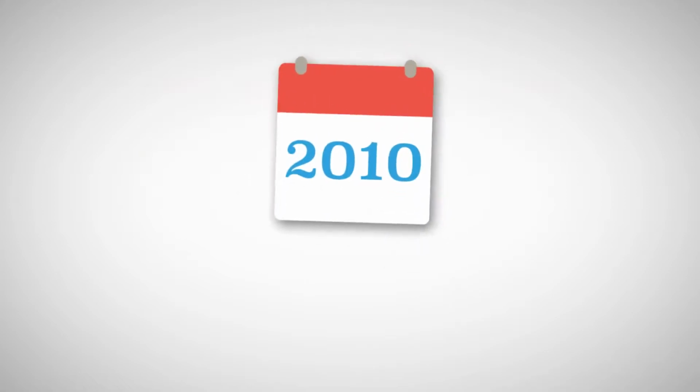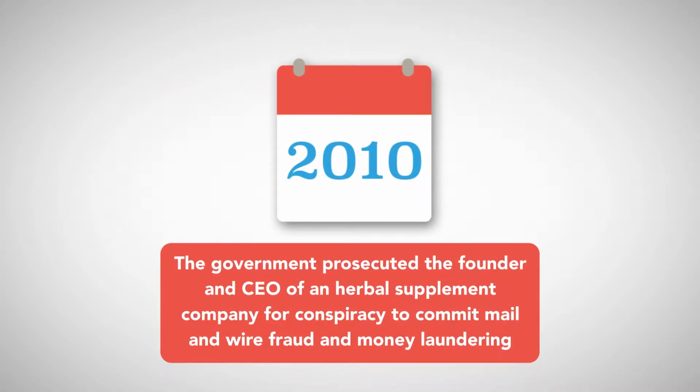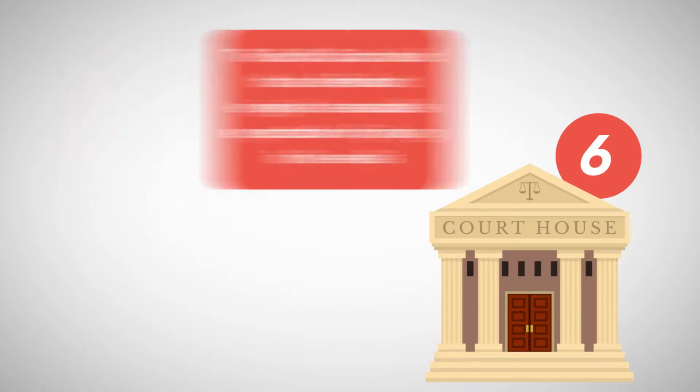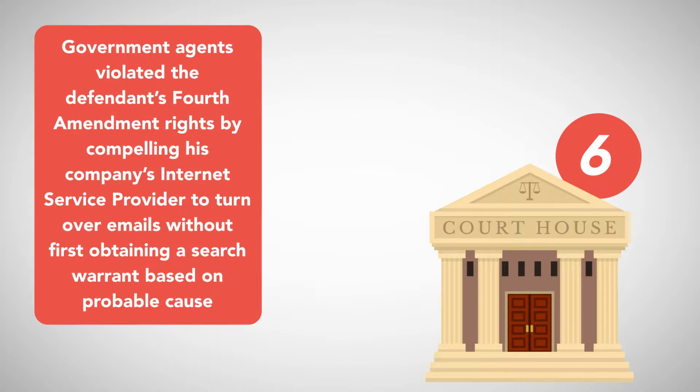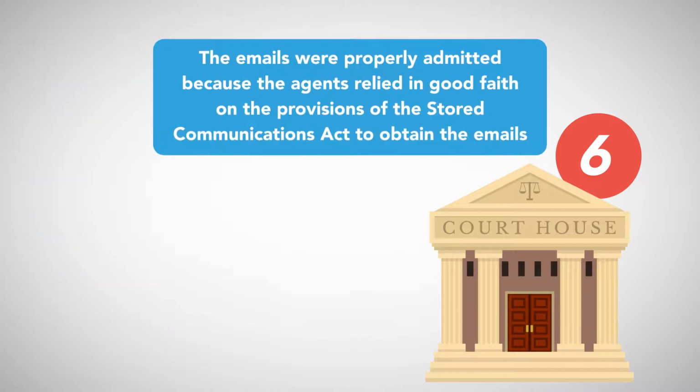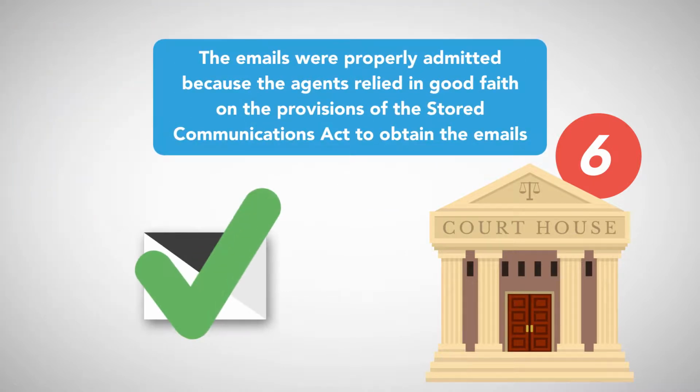In a 2010 case, the government prosecuted the founder and CEO of an herbal supplement company for conspiracy to commit mail and wire fraud and money laundering. The Sixth Circuit ruled that a defendant enjoyed a reasonable expectation of privacy in his emails and that government agents violated the defendant's Fourth Amendment rights by compelling his company's internet service provider to turn over emails without first obtaining a search warrant based on probable cause. Still, in that case, the emails were properly admitted because the agents relied in good faith on the provisions of the Stored Communications Act to obtain the emails.